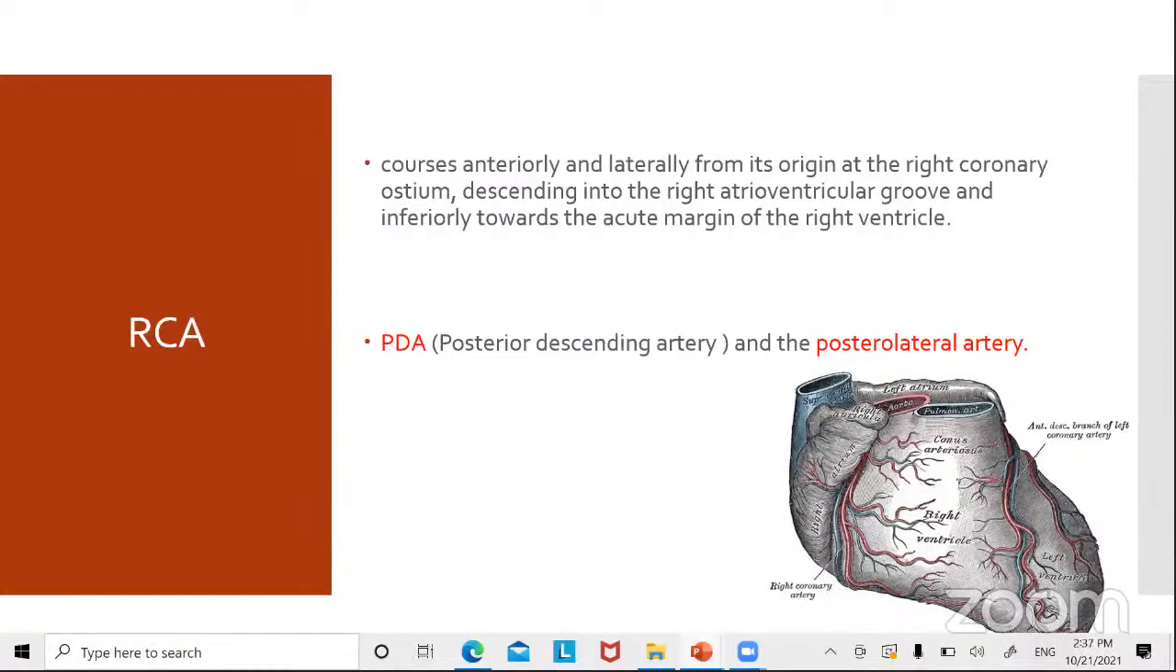The right coronary artery courses anteriorly and laterally from its origin at the right coronary ostium, descending into the right atrioventricular groove, and inferiorly toward the acute margin of the right ventricle. It courses around the inferior surface of the heart, and after giving off the PDA, it continues as the posterolateral artery.